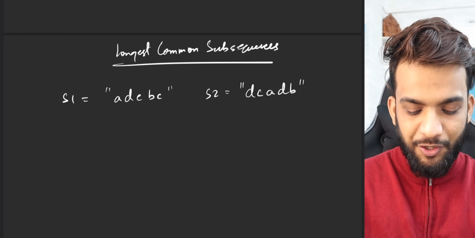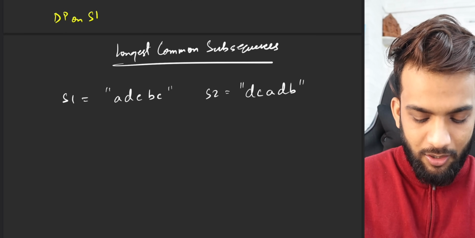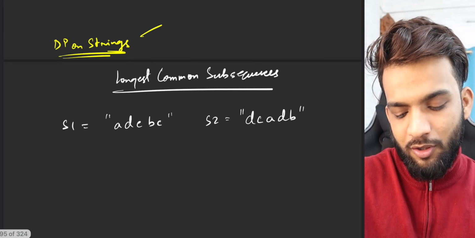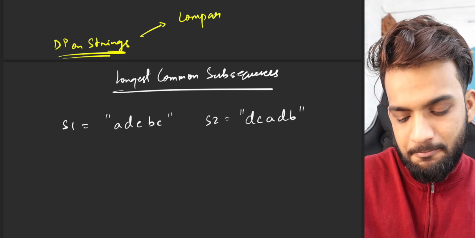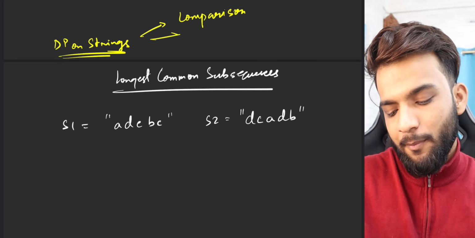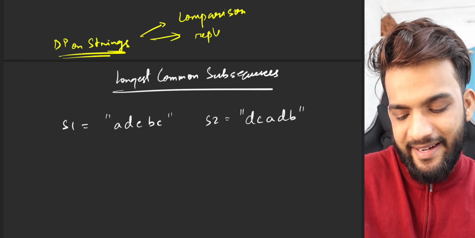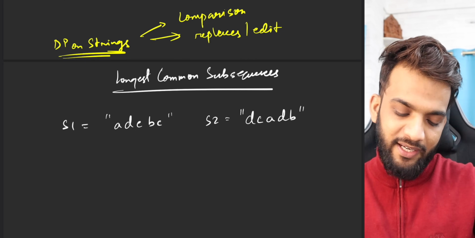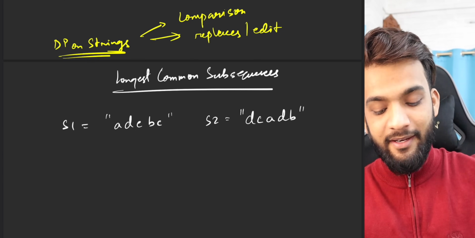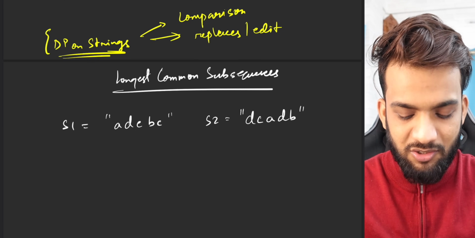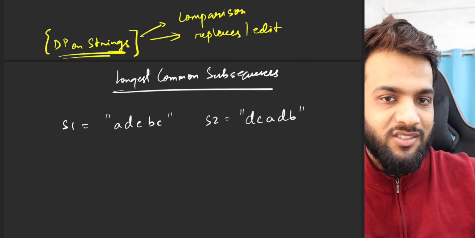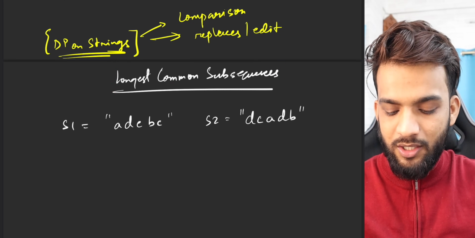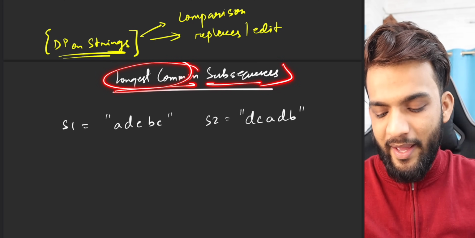We will be starting off with a new pattern, that is DP on strings. Generally in DP on strings, you will find problems of comparison, you'll find problems of replacements, edits, etc. So these kinds of patterns are what we will be solving, and we'll be doing a bunch of problems. And again, when we complete DP on strings, you can solve any problem on DP on strings. That's my guarantee. So to start off, let's take the first problem, which is longest common subsequence.